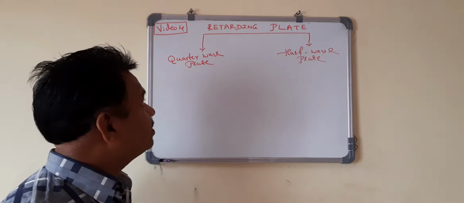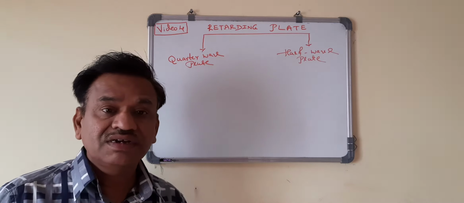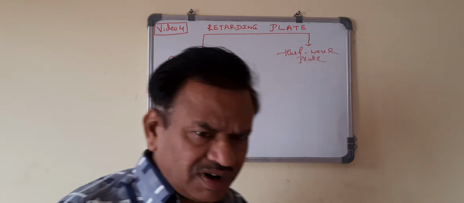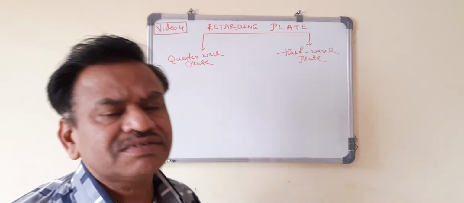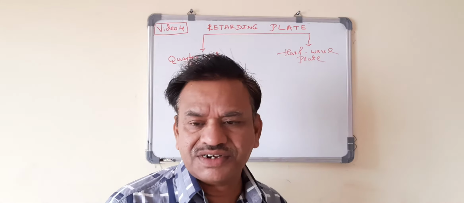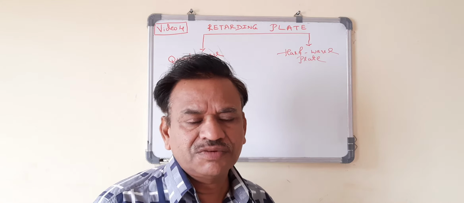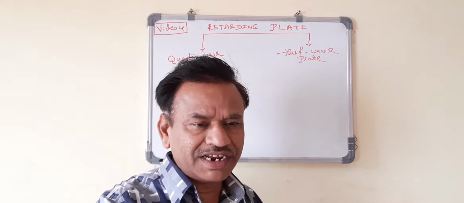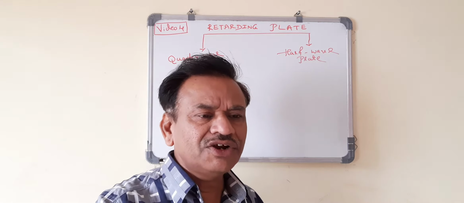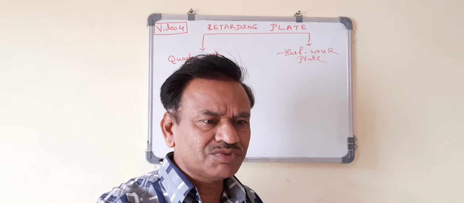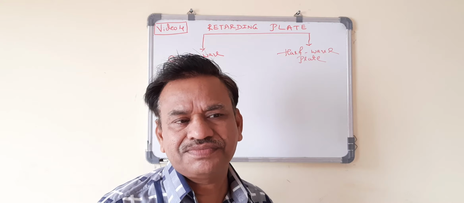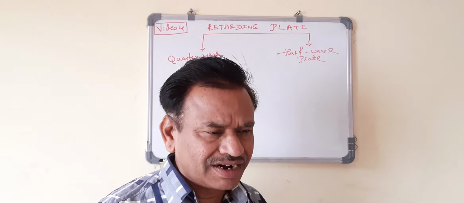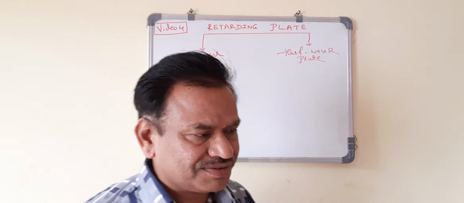In this video, I'm going to discuss the retarding plates. The word itself indicates that retard means reduce or decrease. Supposing the vehicle is moving and you are applying the force, the moment you apply the brake, what happens? The acceleration decreases. Then finally the vehicle comes to rest. Retardation means decrease.